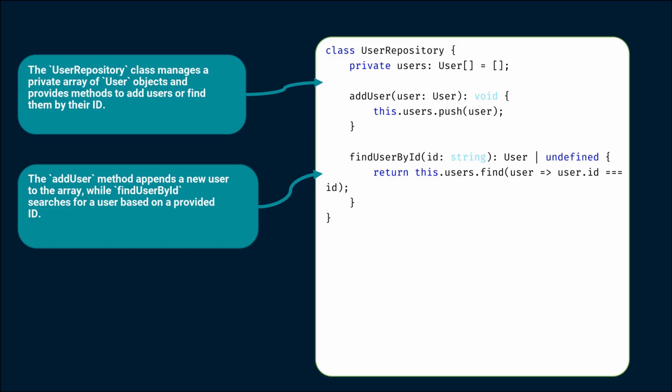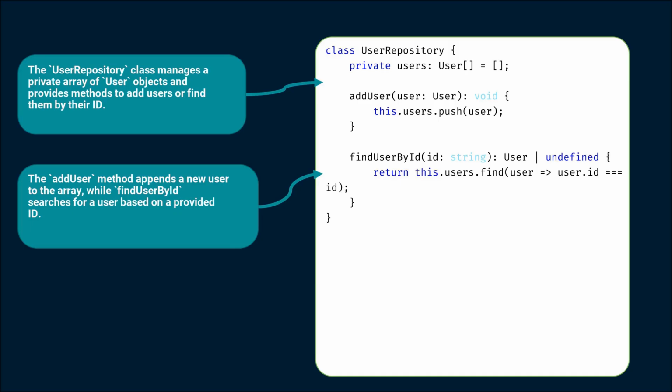The user repository class starts with a private array called users, which acts as the in-memory storage for user objects. This encapsulation keeps user management logic tightly bound to the repository, enhancing modularity and maintainability. Next, we have the addUser method, which accepts a user object and appends it to the users array. This method ensures that adding a user is managed in one place, simplifying the code later and allowing for expanded functionality, such as validation or logging, in the future.